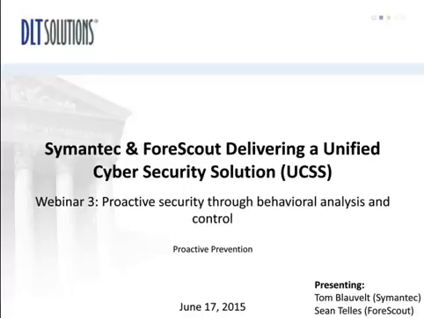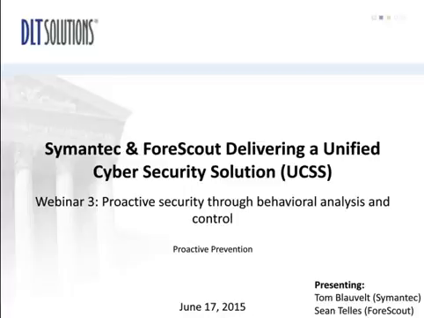Today we'll be reviewing the third and final discussion, which is centered around proactive prevention and how we can build upon the first two areas, which are asset discovery, situational awareness, policy maturation, and automation, and then moving into the final fold, which would be proactive cybersecurity.